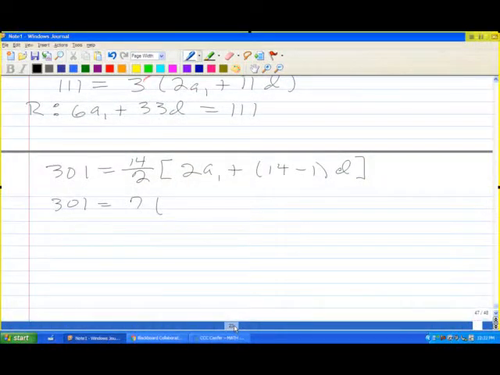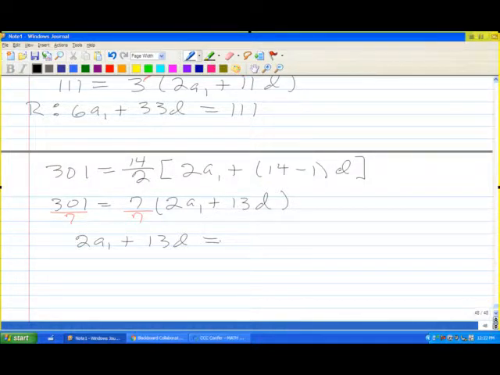Okay, so now 14 minus 1 is 13. Divide both sides of my equation by 7. And so I have 2A1 plus 13D equals 301 divided by 7, which is 43. And so that'll give me my second equation, S. So I have two equations and two unknowns, and they're both linear equations, so I should be able to solve this.